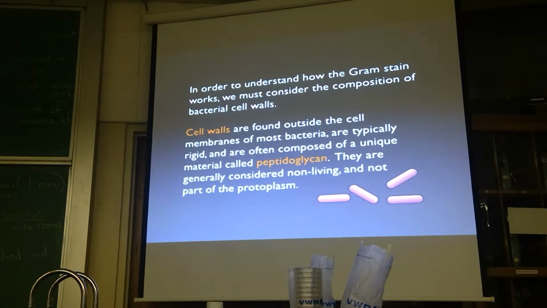As I said in lecture, peptidoglycan is a complex material. It is unique to bacteria. Peptidoglycan is found in bacterial cell walls and no other type of cell.